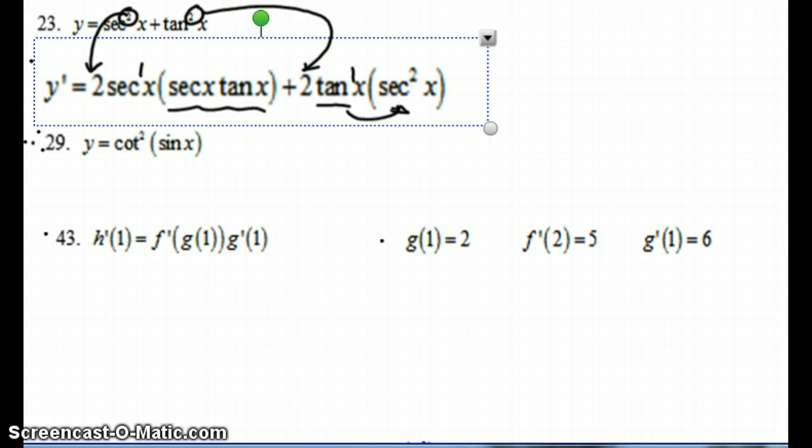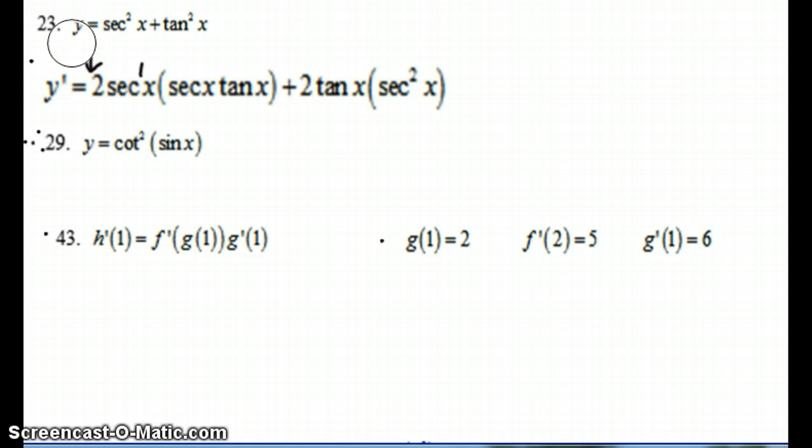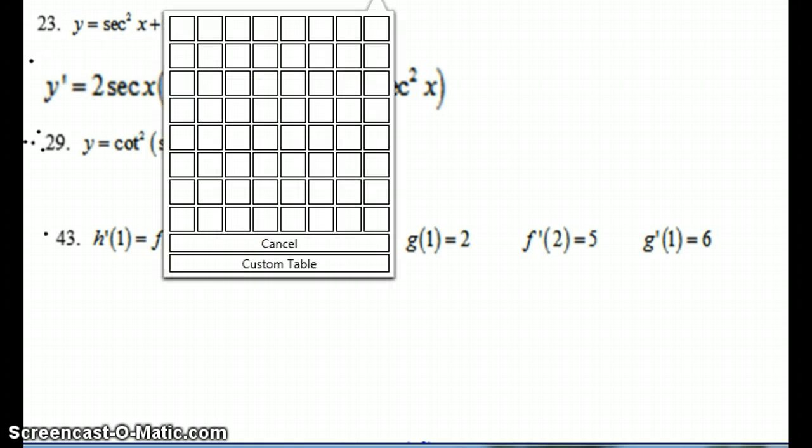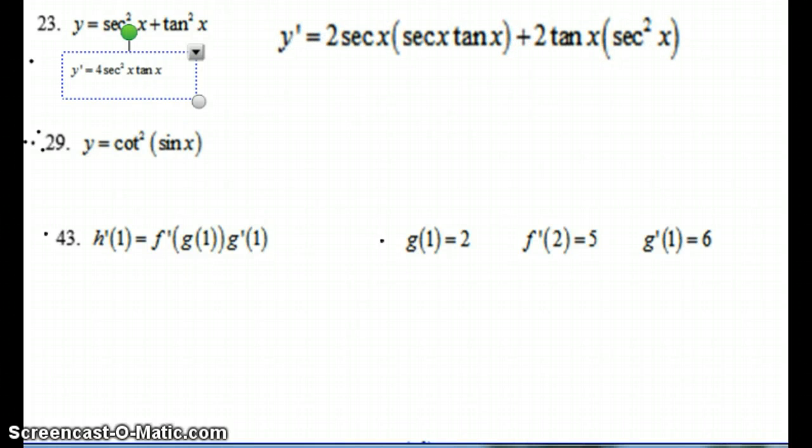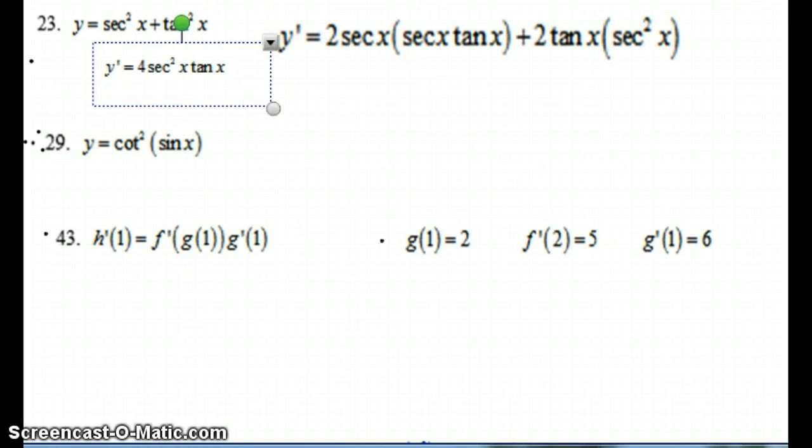I end up with 2 terms that are very similar. In fact, they're exactly the same. And I can combine my like terms to get 4 secant squared tangents.